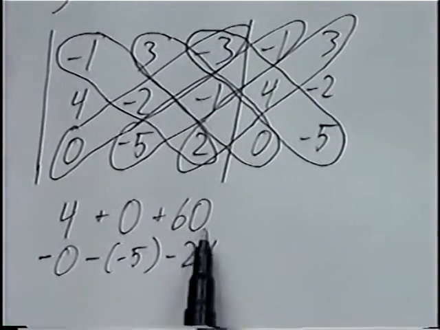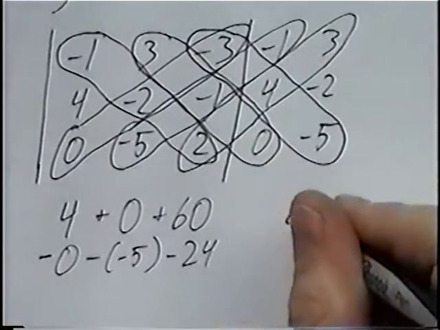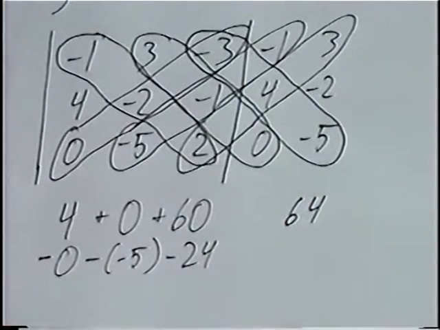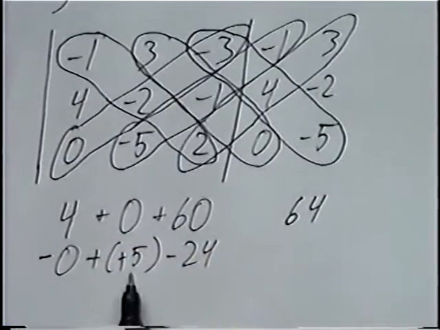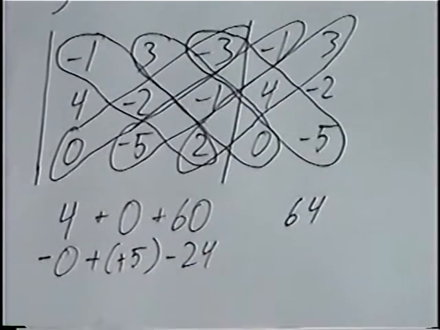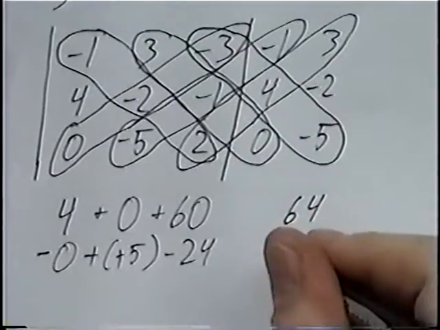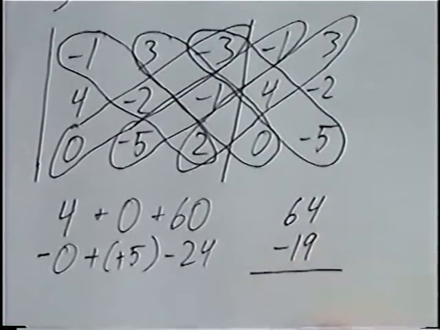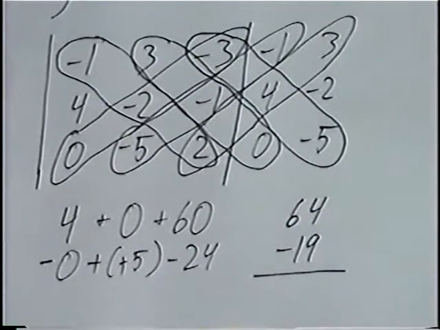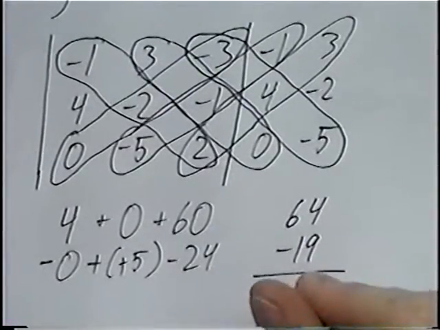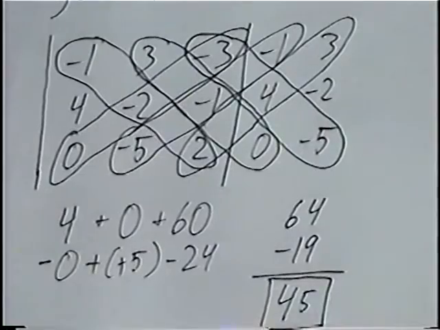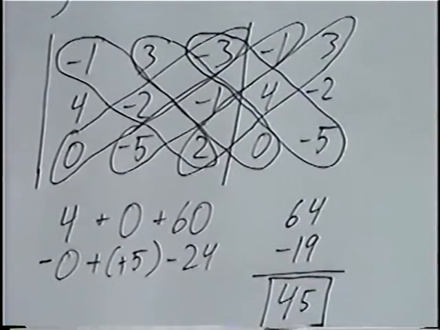If we add the top numbers together, 4 plus 60 will give us 64. For the second row that we did, the minus would change to a +5. We'll have 5 minus 24, which is -19. Combining those two numbers, we'll end up with our answer of 45, which will be the determinant of this 3 by 3 matrix.